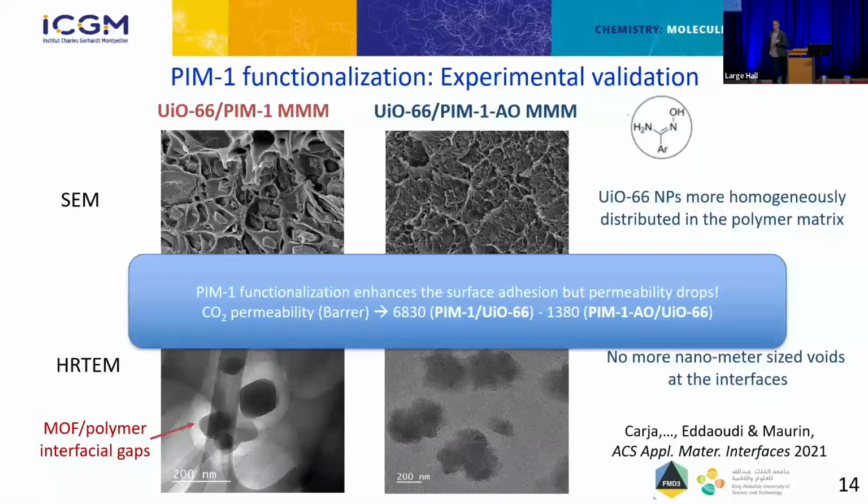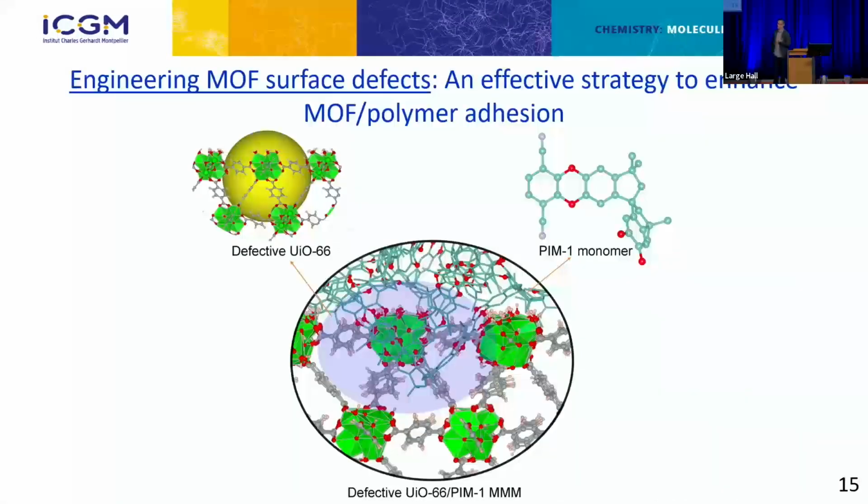But the problem when you work with polymer functionalization is that you have a very big drop of permeability. Then for application, it's not so great. Then we need to move to another strategy to improve the compatibility between the PIM1 and the MOF surface. And the other strategy, as was already discussed before, is to engineer MOF surface defects in the UiO-66. Here, it is what is represented in this scheme.